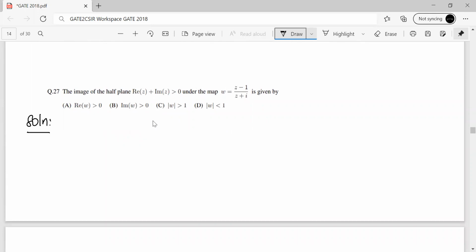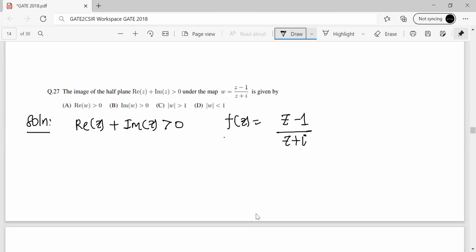Yeah, and let's solve this one. Here you have the image of the plane. So you have to consider the image of the plane, such that real part of z plus imaginary part of z is greater than 0, under this map, that means f of z equal to z minus 1 upon z plus i. If I take any z such that this is satisfied, then where does this go?